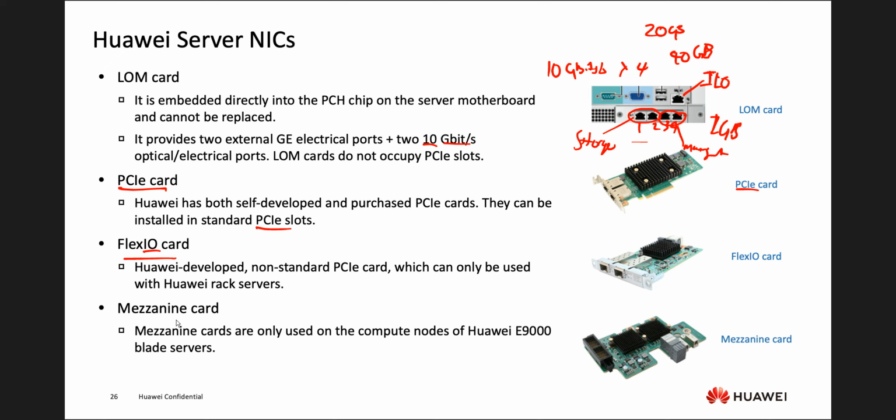And then again, you have your mezzanine card. I think it's probably 9 cards because it probably has 9 inputs, but it's mainly used for compute nodes on Huawei Blade servers.